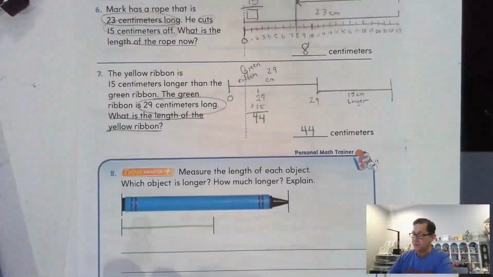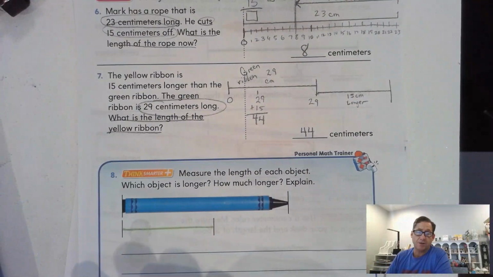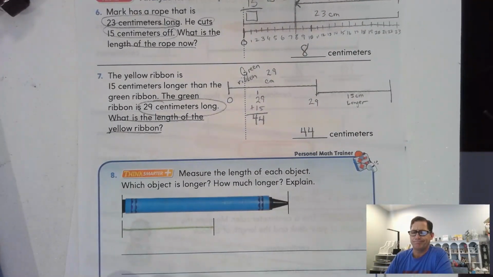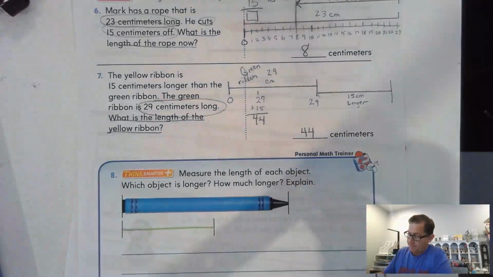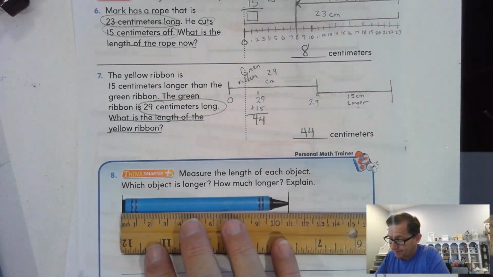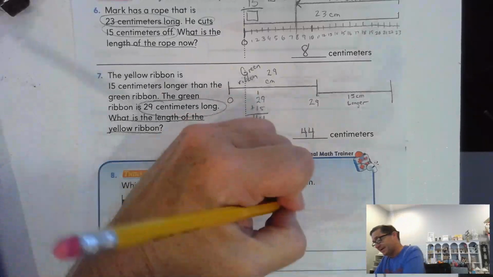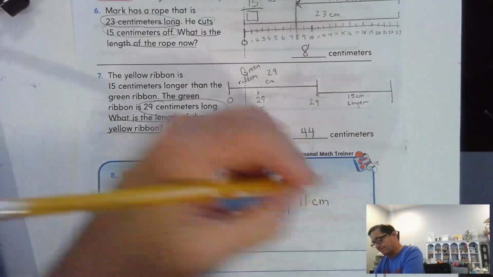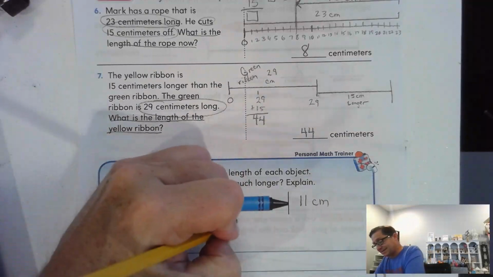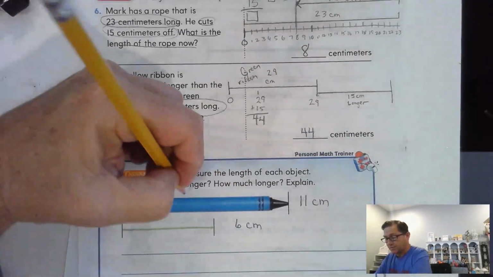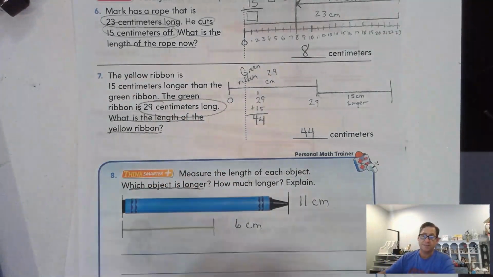All right, number 8, measure the length of each object. Which object is longer, and how much longer? I've got the crayon as being 11 centimeters. I've got the green yarn as being 6 centimeters. Our first question was, which object is longer? Well, the crayon.